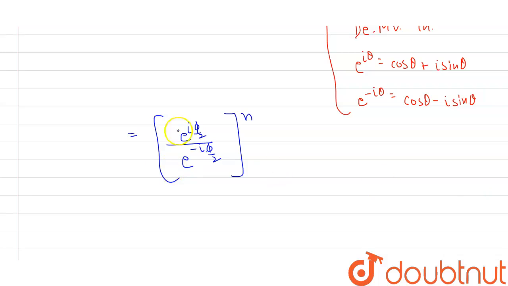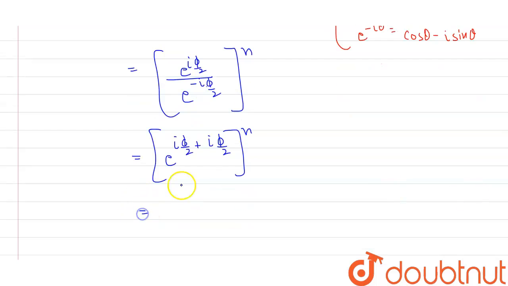Now if I put the denominator part on the numerator side, this will become e to the power i, phi by 2 plus i phi by 2. Why plus? Because this is a minus, and when it goes to the numerator it becomes minus, so minus minus becomes plus. Now having the power n here, phi by 2 plus phi by 2 is phi, so this will become e to the power i phi, having the power n.